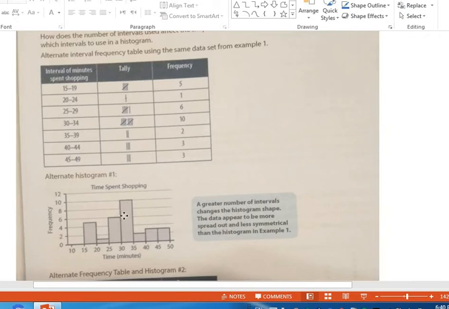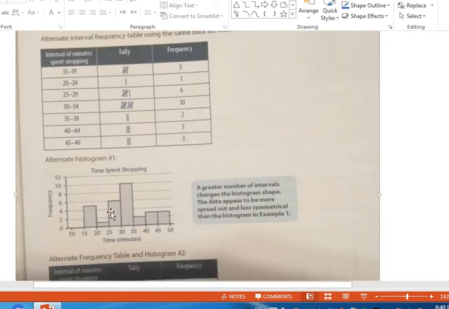Do you notice that the shape differs? From 15 to 19, I draw 5. From 20 to 24, just 1. For 25 to 29, I didn't reach 30 yet, so I put 6. Then 30 to 34, 10.